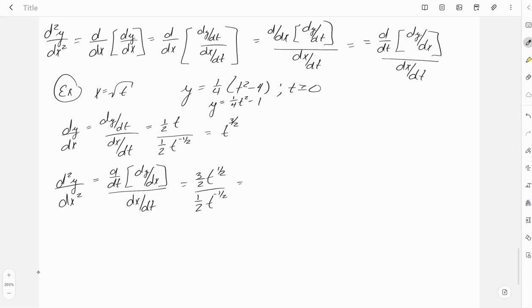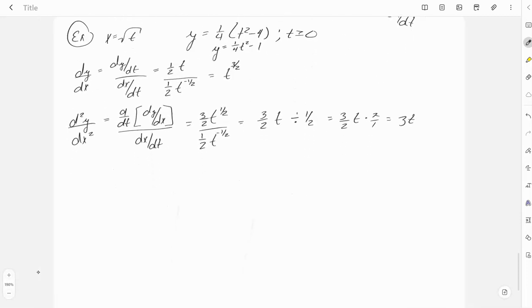So let's do some fancy math here. I'm going to combine these exponents first. 1/2 minus negative 1/2 is going to be a positive 1. And we are dividing this guy by 1/2. So if I do keep change flip there, I'm going to get 3t as that second derivative. So that's how we would find the second derivative.